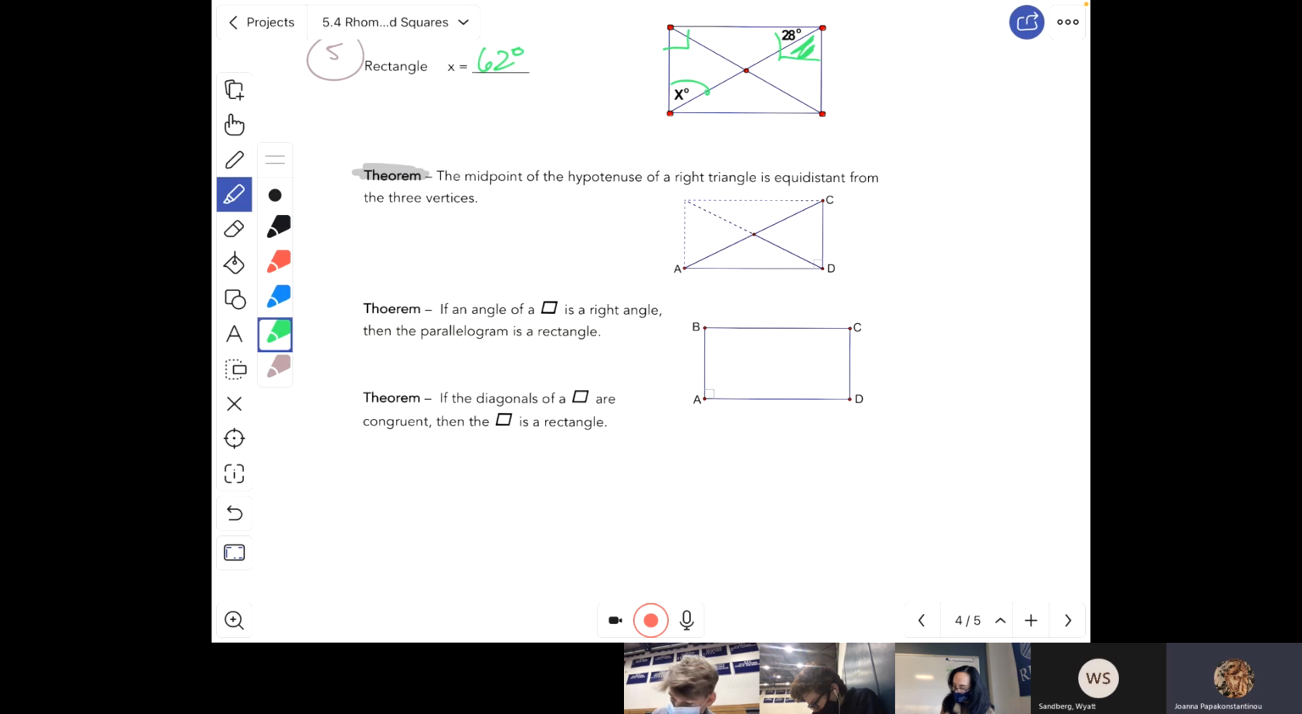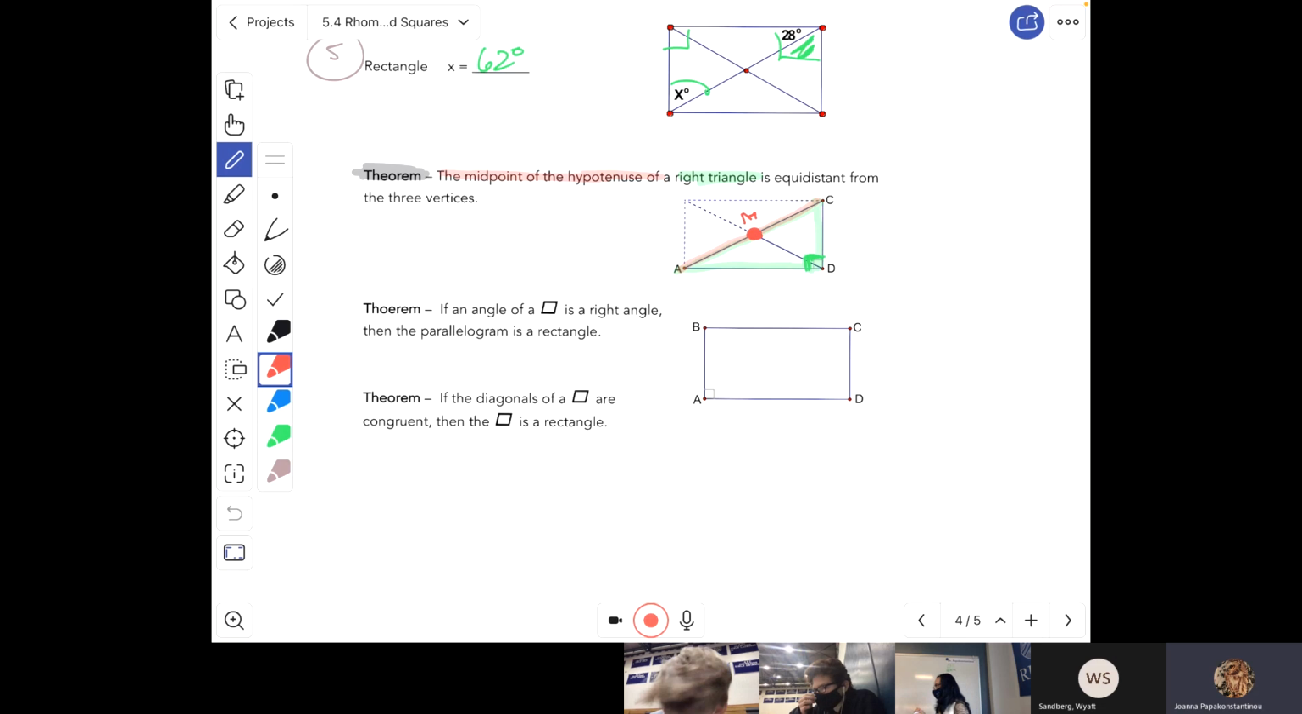Okay, so let's go ahead and look at the right triangle. They are talking about this right triangle that has this right angle. So this is the triangle that I'm looking at. I'm looking at the midpoint of the hypotenuse. So this is the hypotenuse of the right triangle. This is the midpoint of the hypotenuse, which I'm going to label M. A midpoint.